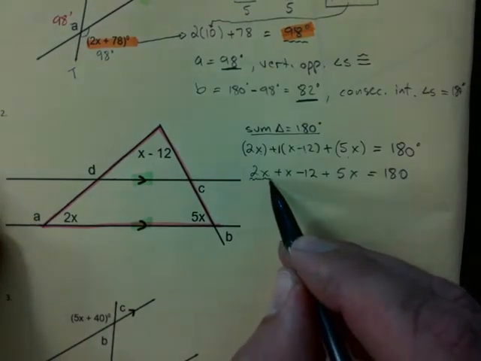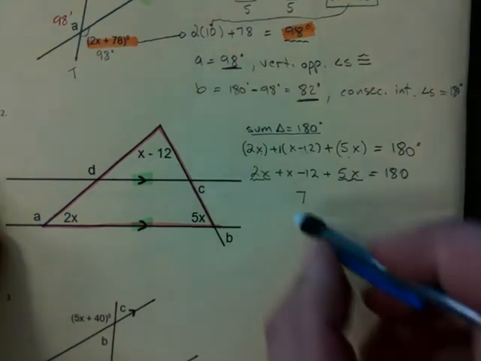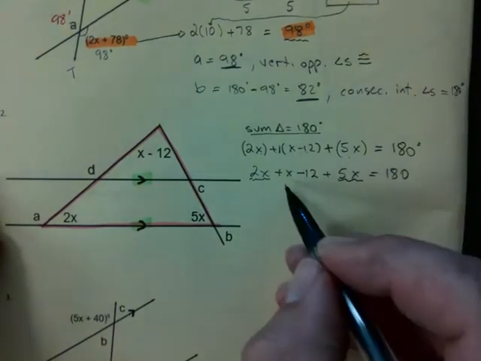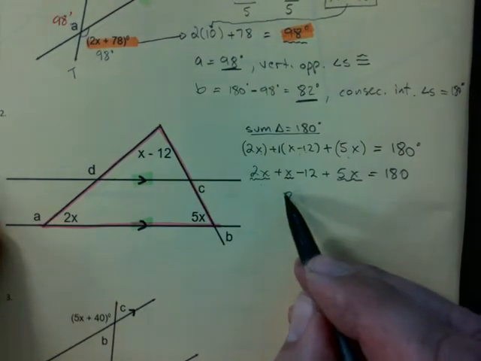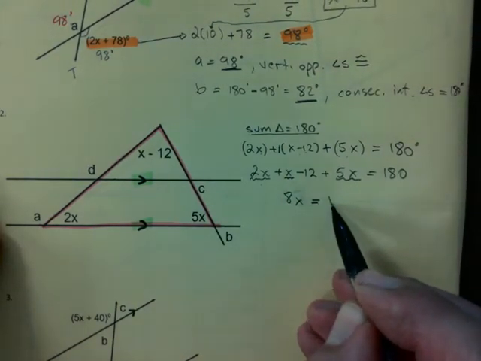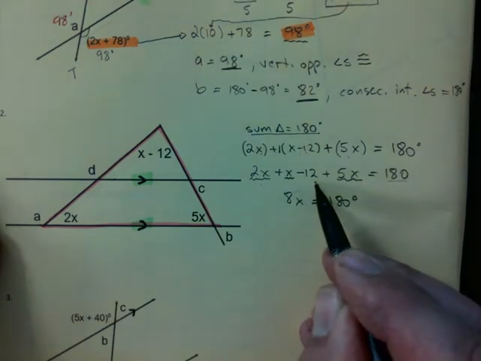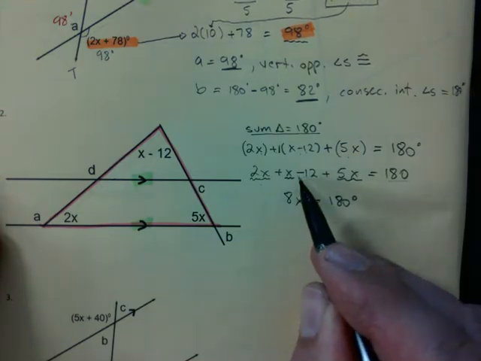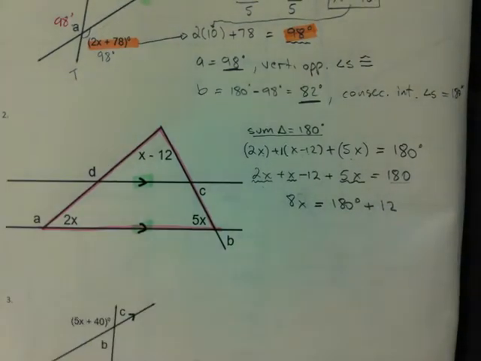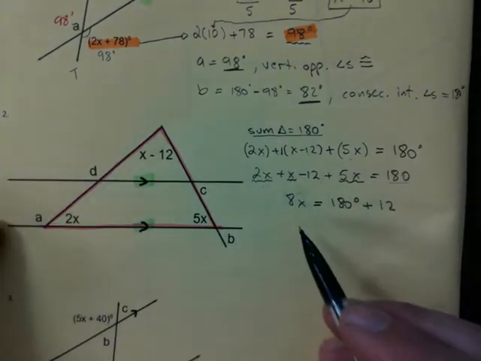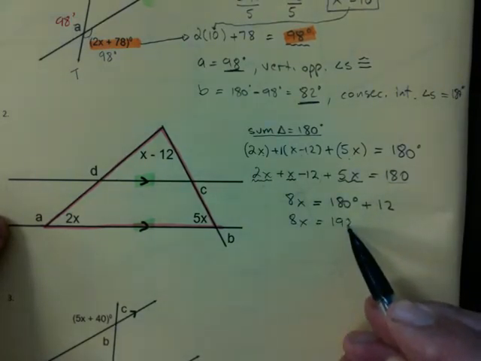So then here, 2x and 5x, that would give you 7. Sorry, I'm missing one x, right? There you go. 2x and that'd be 3x, 8x, right? 8x is equal to, on the other side I have 180 by itself, the negative 12, that's the only constant, right? I'm bringing that over, adding. You got to be very careful that you get your signs right. So then 8x is equal to 192.